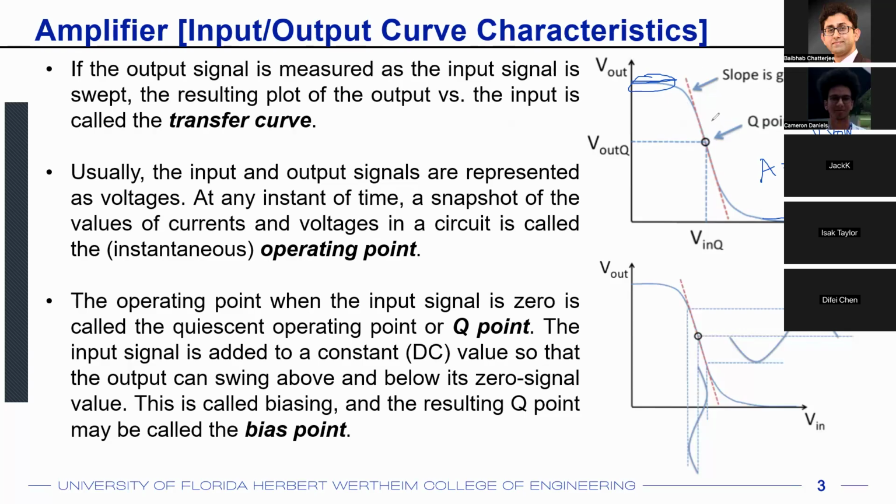Where is the slope highest for the curve? The slope is highest when it is falling fast in this region, right? So this is the region where your slope is highest. Your slope is 0 over here. Your slope is also 0 over here. And that gives you a sense that my amplifier may not amplify as much as I want if I'm anywhere in this curve.